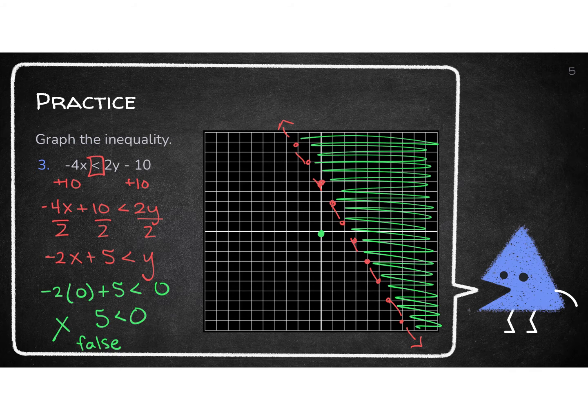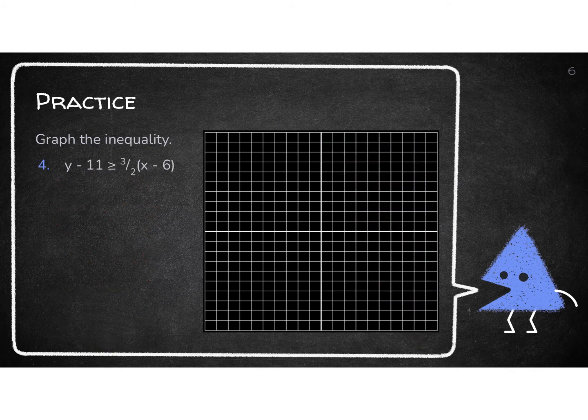And there's my inequality. Yay, we got some fractions happening. So we want to go ahead and we're going to distribute this first. So I'm going to have y minus 11 is greater than or equal to 3 halves x. Now to do this, I'm going to do 3 times 6, so 18, divided by 2 gives me negative 9. So now we'll get the y alone. We're going to add 11 to both sides.